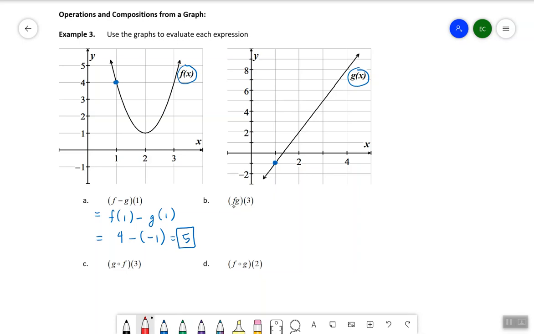In part B, we have f times g of 3. So that's f of 3 times g of 3. And so if we look at the f function, we see that when the input is 3, the output is 4. When we look at the g function, when the input is 3, the output is 5. 4 times 5 is equal to 20.